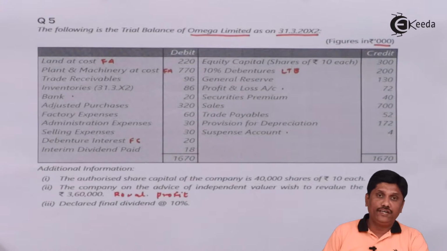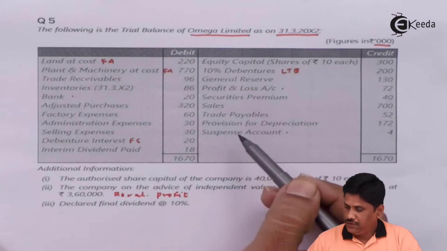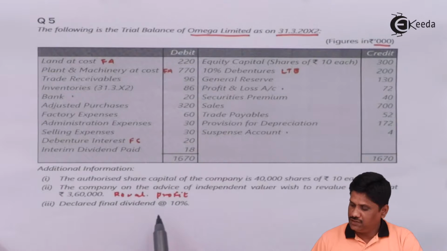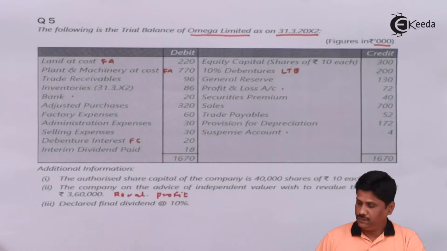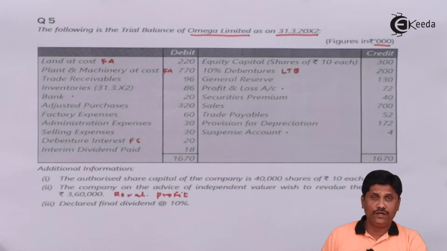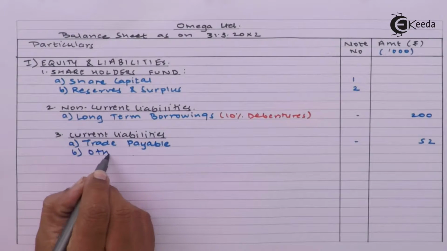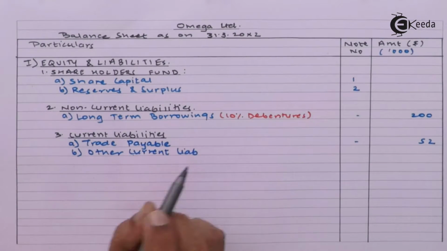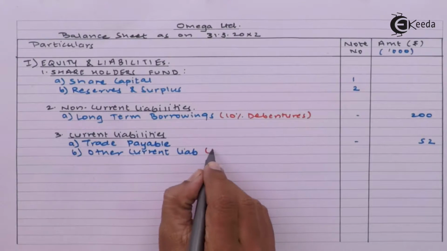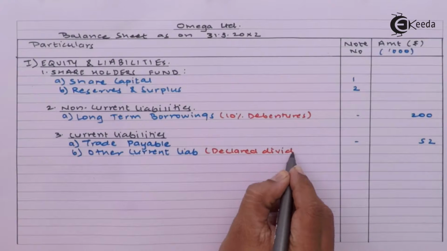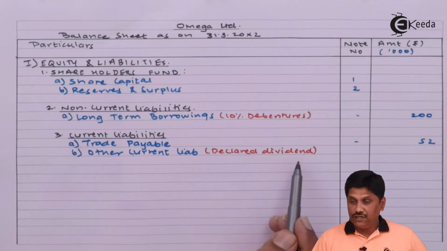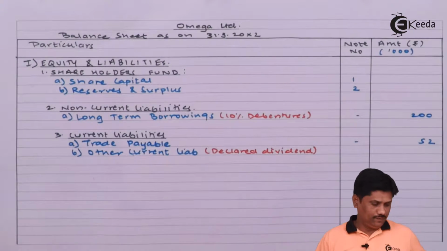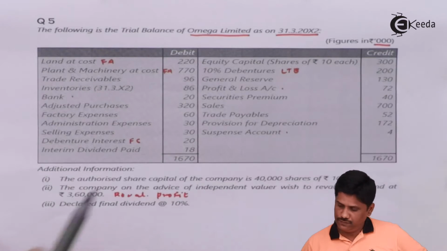After trade payable, we will write other current liabilities. Let's check whether we are having other current liabilities. Here in the trial balance we don't find any, but if you notice, there is a declaration of final dividend of 10% on share capital. That is your other current liability. It is a single item, so I can note down directly. 10% on 300 comes to 30.